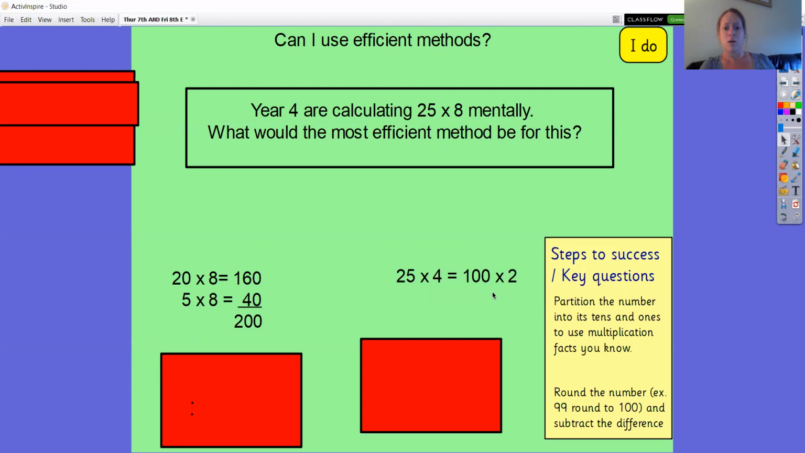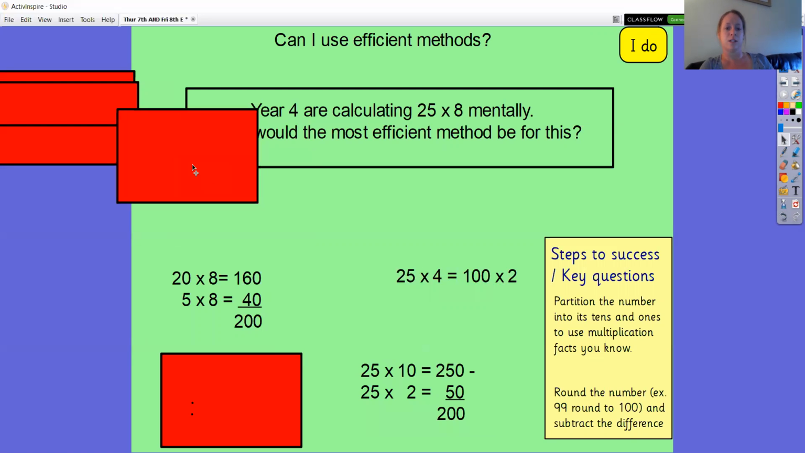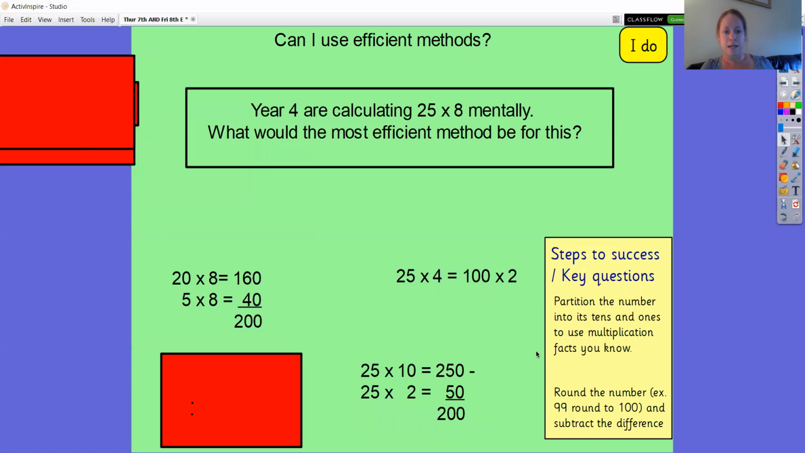Obviously, if you don't know that 4 lots of 25 make 100, then that's not a very efficient way to do it, because you'd have to work that out, and that would be tricky. If you do know that, that can be a really quick and easy way to do it. Another way is this way.